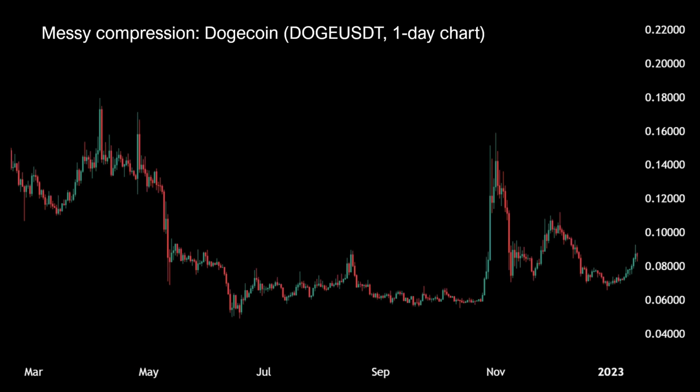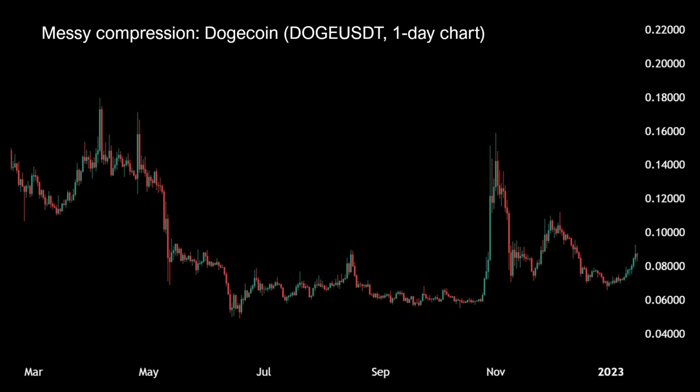By now you've seen a lot of different patterns with clear shapes, but in reality, price compression patterns can get very messy. So to wrap up this video, I'll now go over a few examples of this. Here's the Dogecoin 1-day chart.